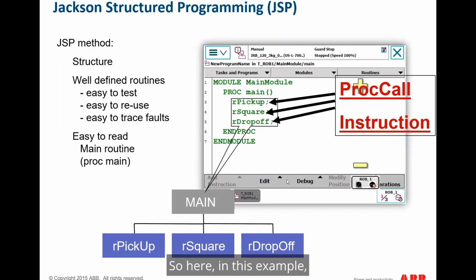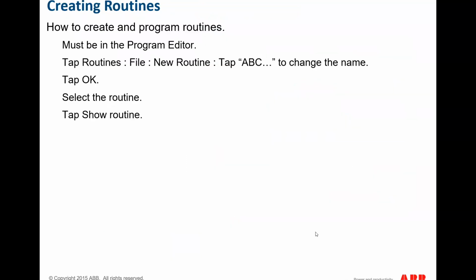So here in this example, you can see you have the main program, and then you have the routine for pickup, routine for square, routine for drop off. Now, there is no hard and fast rule that you should use R before it, but using R before the actual name gives you an indication that it's a routine, and it always helps you to write the program.